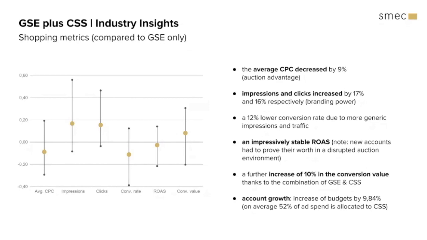The account growth in general terms, to summarize, is an increase of budgets from our point of view by almost 10%, and on average 52% of the total spend that we looked at in that slide before has been allocated to CSS. And that's an important confidence metric. It's meant that more than 50%, so more than half of the ad spend being spent, has been moved over to CSS. And of course, that wouldn't happen unless CSS was performing at the required metric.